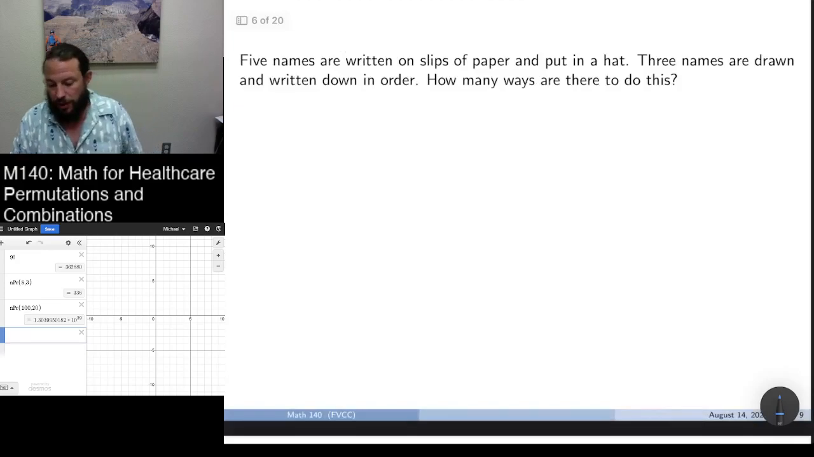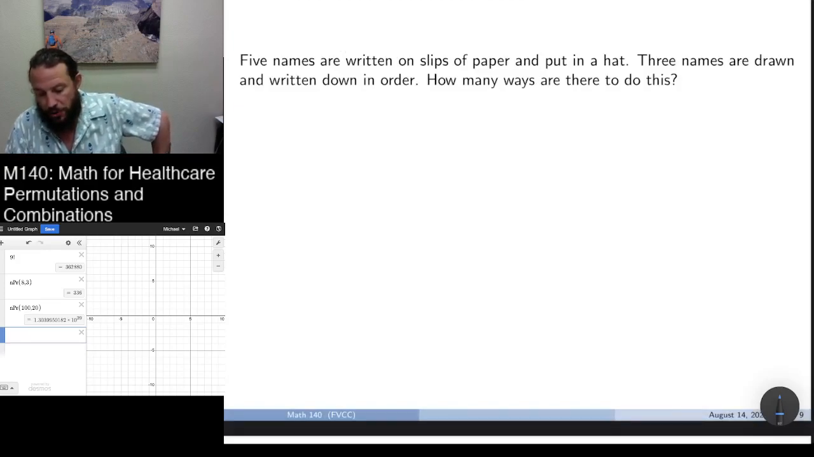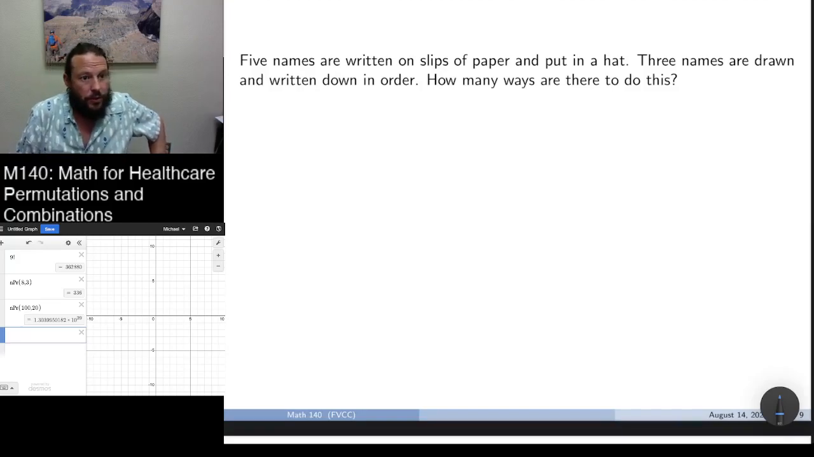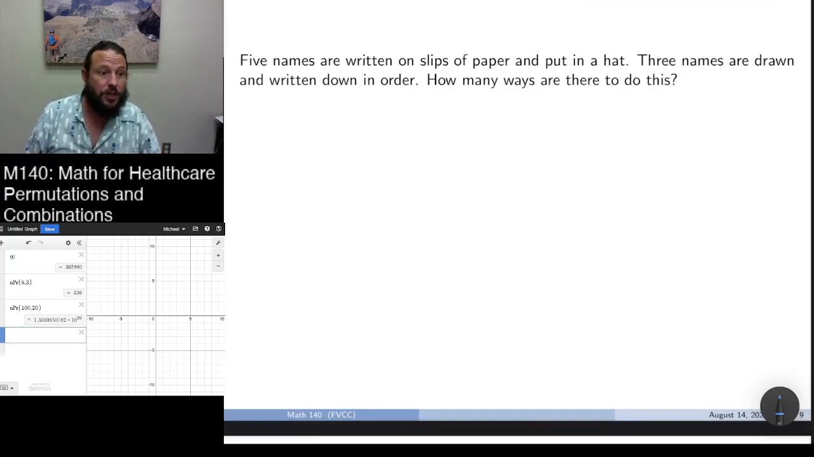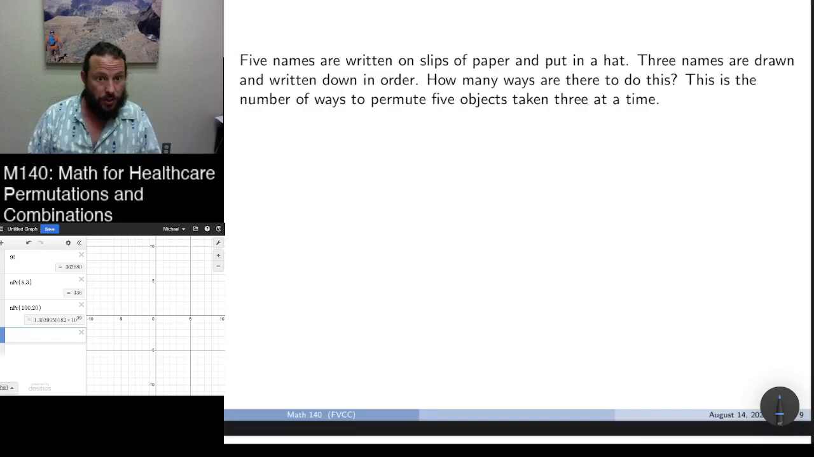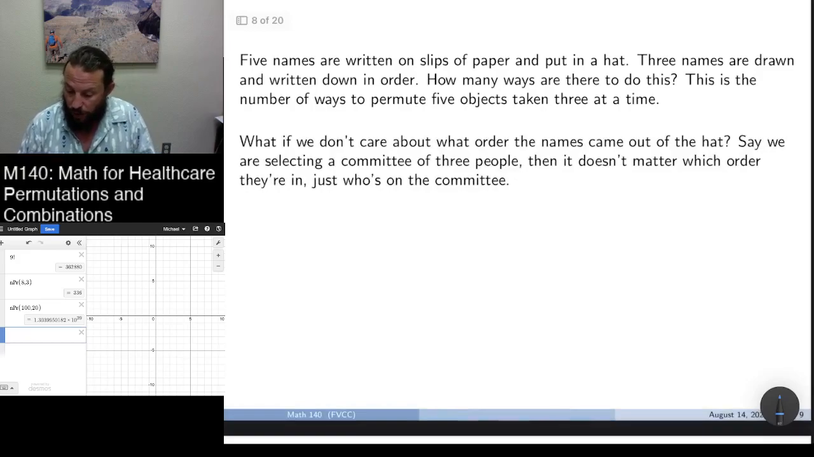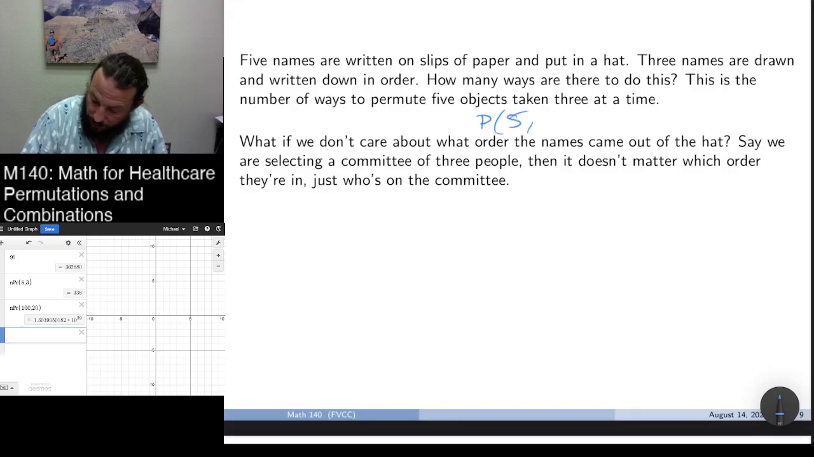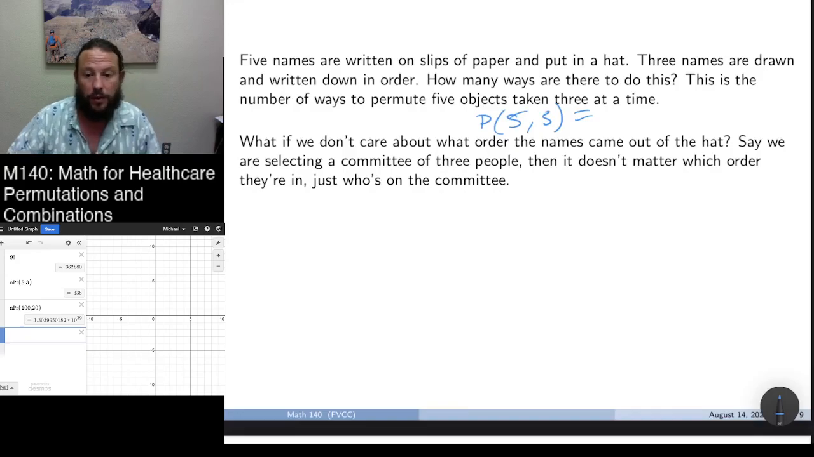Now, 5 names are written on slips of paper and put in a hat. 3 names are drawn and written down in order. How many ways are there to do this? Okay, well, in order, so this is permutations of 5 things taken 3 at a time. And we could plug that in Desmos. I'll let you do that on your own. You don't need to see me do it. But since we know the formula, that's permutations of 5 things taken 3 at a time. It turns out that's 5 times 4 times 3.